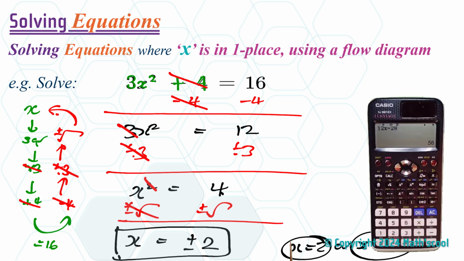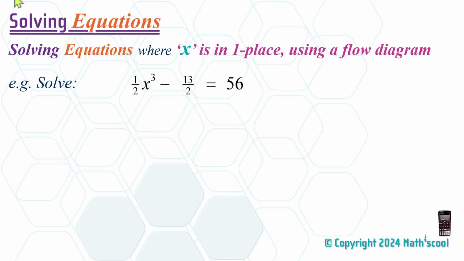Let's check it. I'm only going to check one of them. I'm going to check the negative 2. So I'm going to store negative 2 as x. I just chose that one because that's probably the more unusual out of the two answers. So 3x squared plus 4, it should give me 16. It does. So that's been checked.